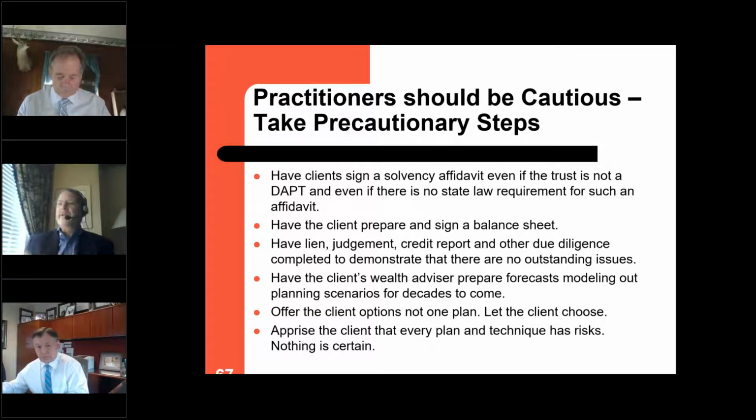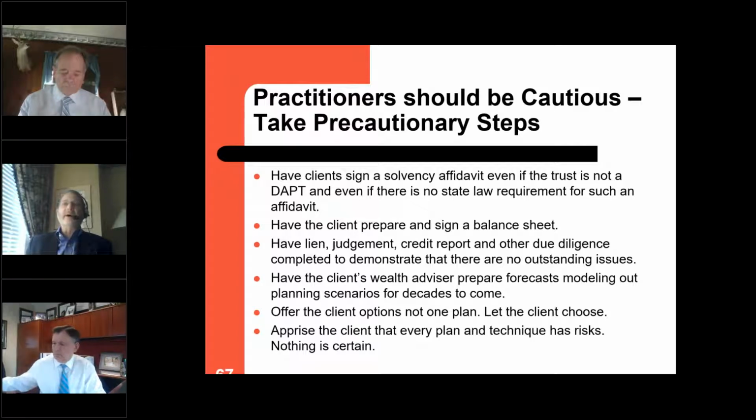And what are some of the other precautionary steps that you may want to take? You may want to have a balance sheet prepared for any client making transfers to show that the wealth that they're transferring is not excessive relative to the wealth they're retaining, that they can afford to make the transfer. You may want to have a solvency affidavit prepared. Some states require this for a self-settled trust. Some do not. It's not required for other types of transfers, but it's a simple document. It's a couple of pages. Why not have a solvency affidavit prepared for any multi-million-dollar transfer?